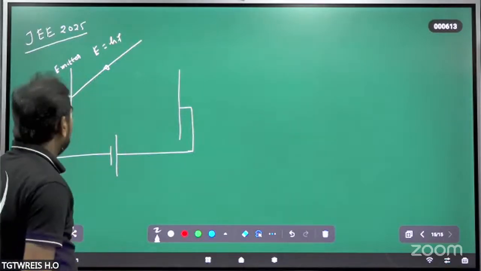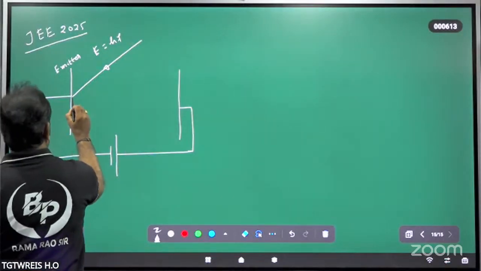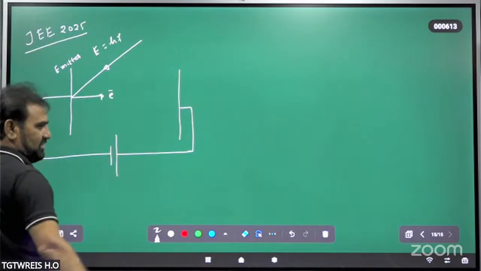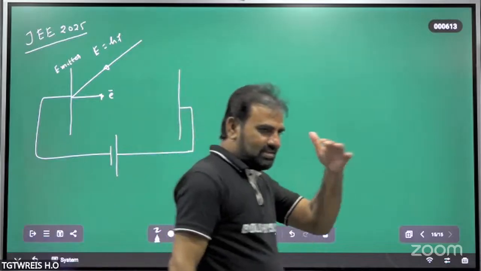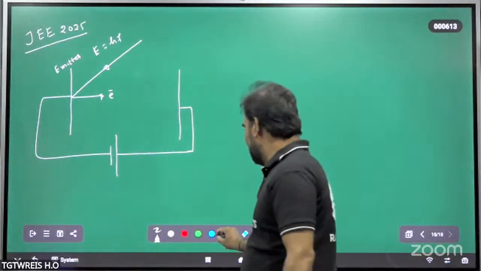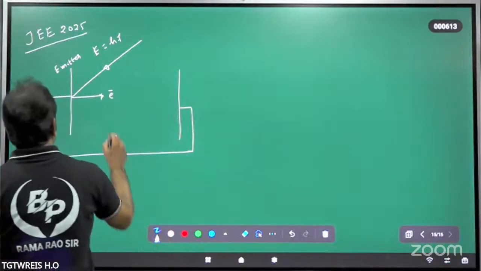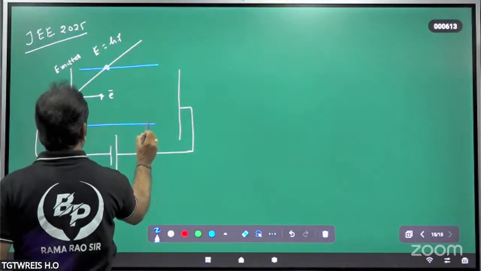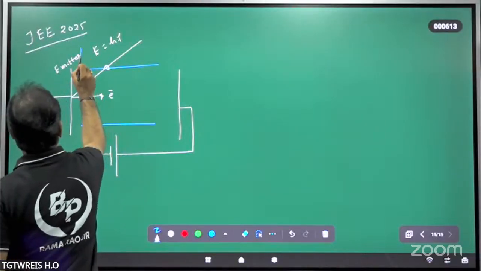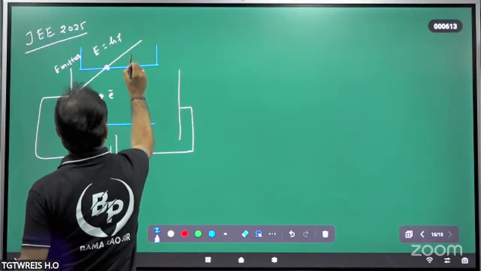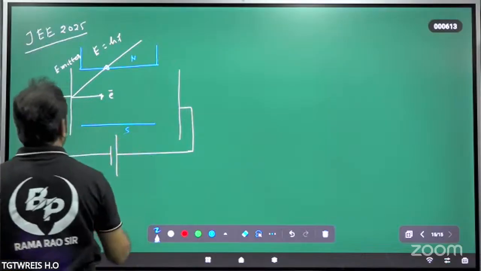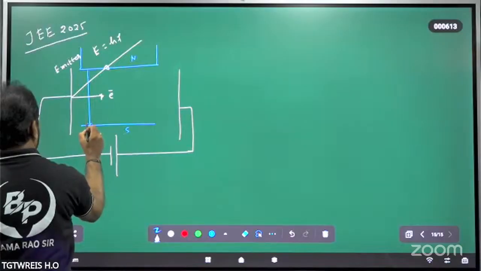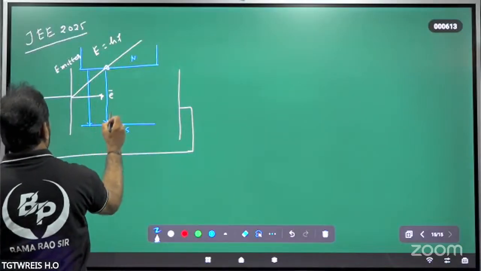An electron is ejected from this with a certain velocity. A magnetic field has to be applied like this. This is a north pole, and this is a south pole. A magnetic field is applied like this, perpendicular to the electron.